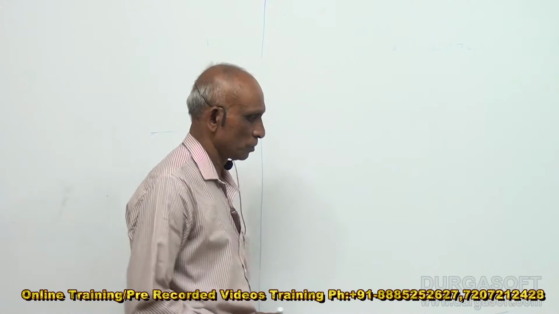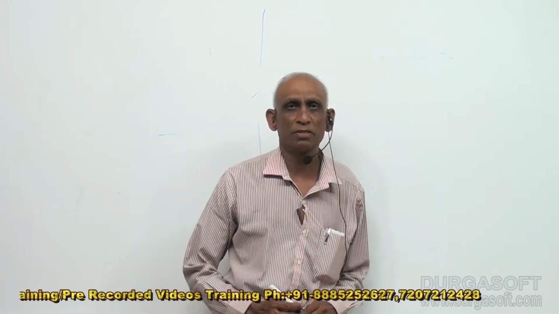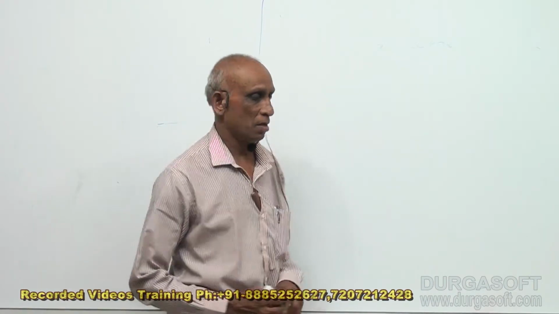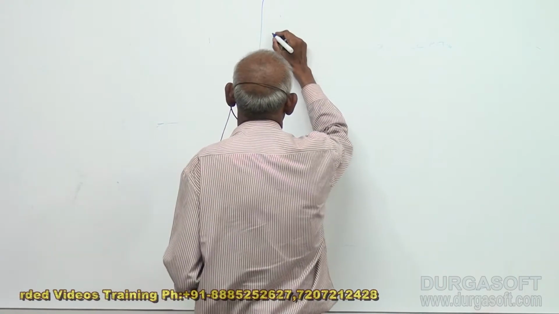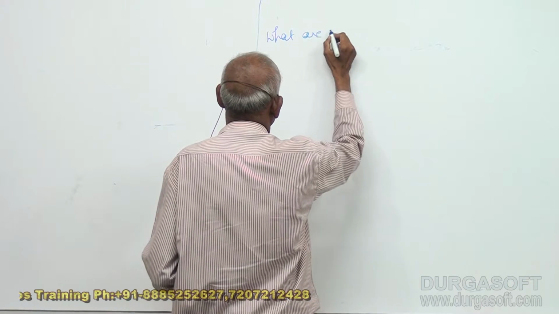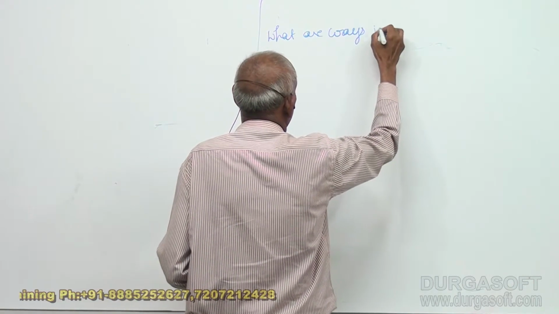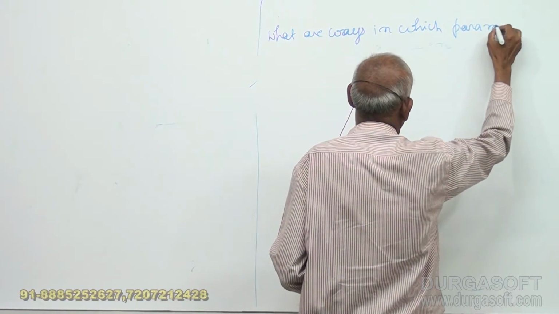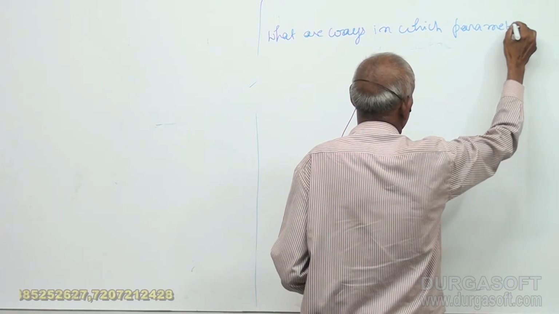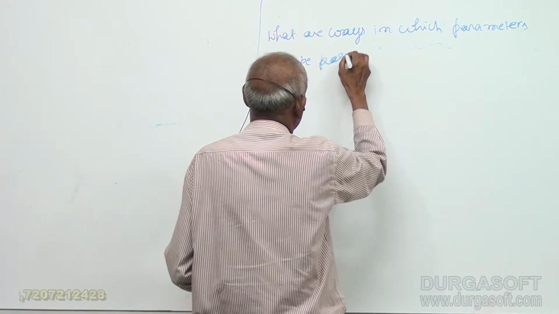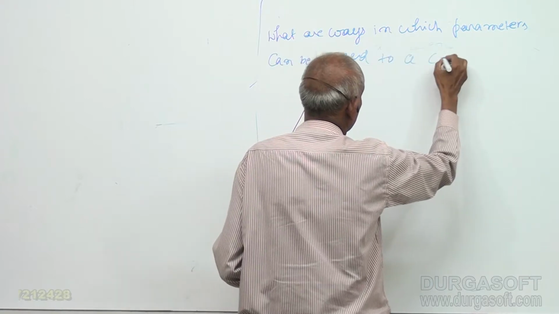The question is, how many ways can parameters be passed to a function in C++? What are the ways? In C++ we can pass parameters to a function in three ways. Let's write the question first. What are the ways in which parameters can be passed to a C++ function?